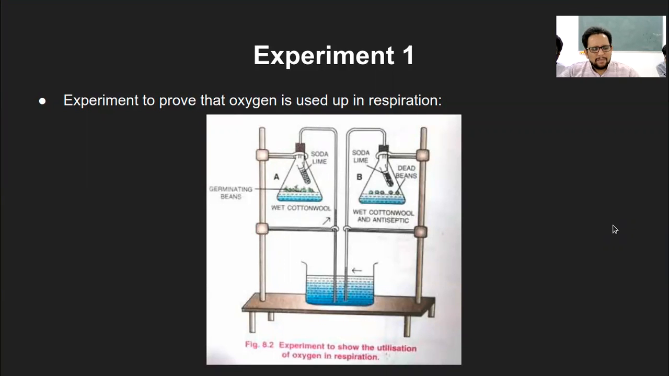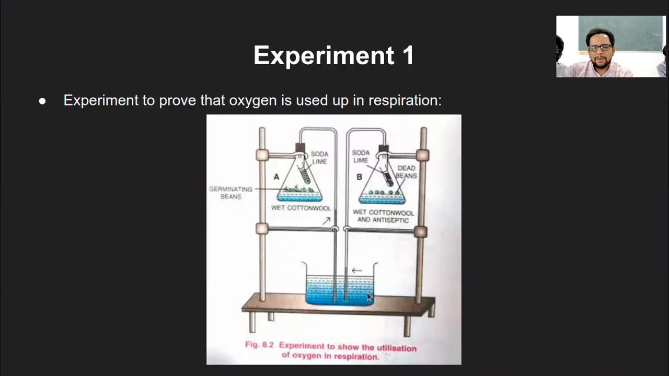So again, I'm not going to go back over what aerobic and anaerobic are, and that whole process of respiration. But yes, there are quite a few experiments to prove this respiration process, and there are 5 such experiments. The first one is the experiment to prove that oxygen is used up in the respiration process.